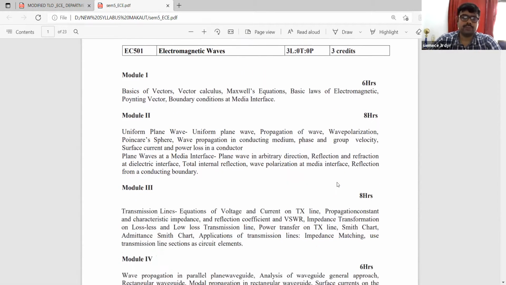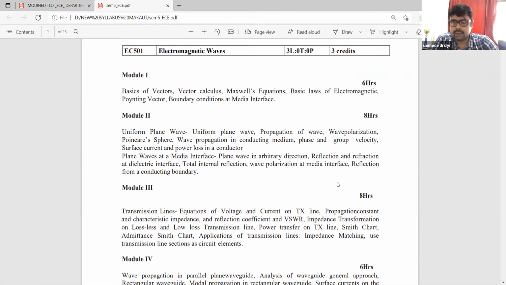If you go to module 2, we will find we are discussing uniform plane wave propagation, wave polarization, the Poincare sphere. That's the fundamental Poynting theorem, basic study, the Poincare sphere, wave propagation in conducting medium.